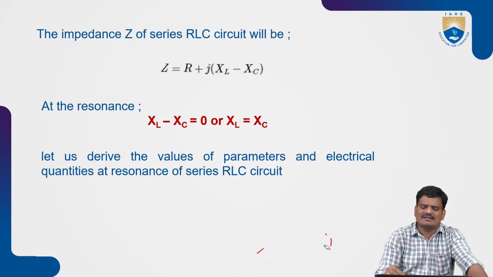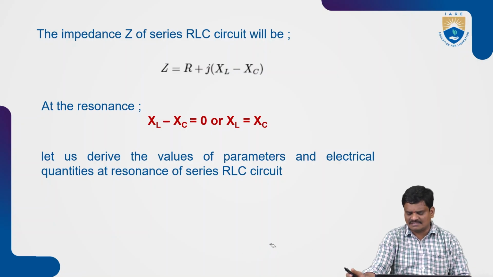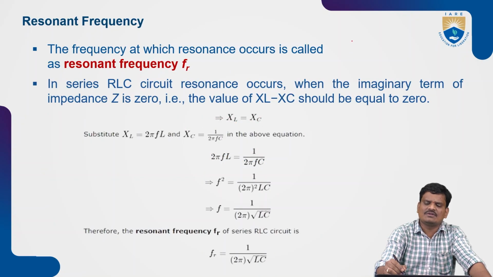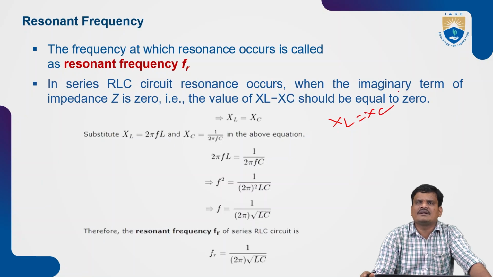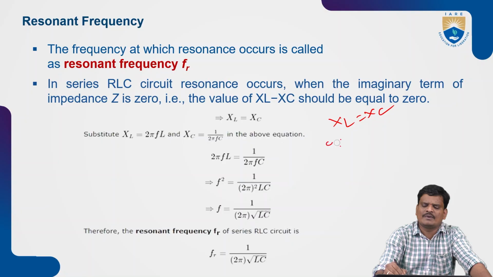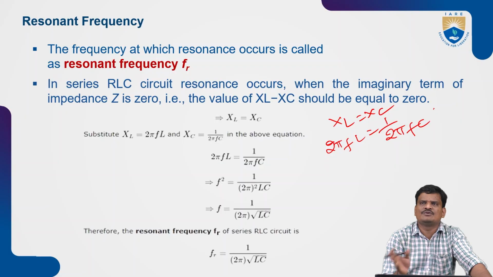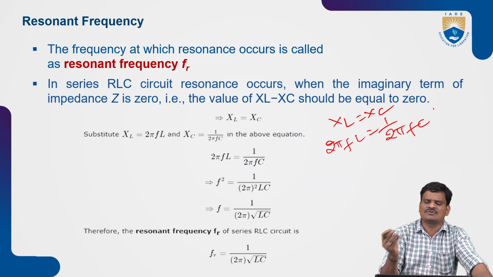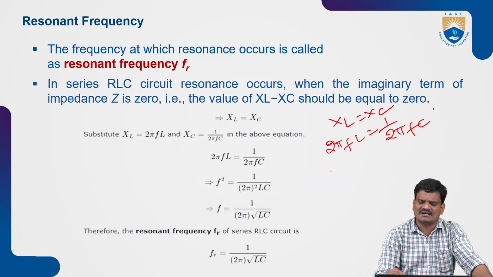Now let us calculate the value of FR for a series resonant circuit. I know the resonance condition, that is XL equal to XC. Just substitute the values of inductive reactance and capacitive reactance that we discussed earlier: 2 pi FL equal to 1 by 2 pi FC. Rearranging the parameters from numerator to denominator and from LHS to RHS, we get F square equal to 1 by (2 pi) whole square LC.